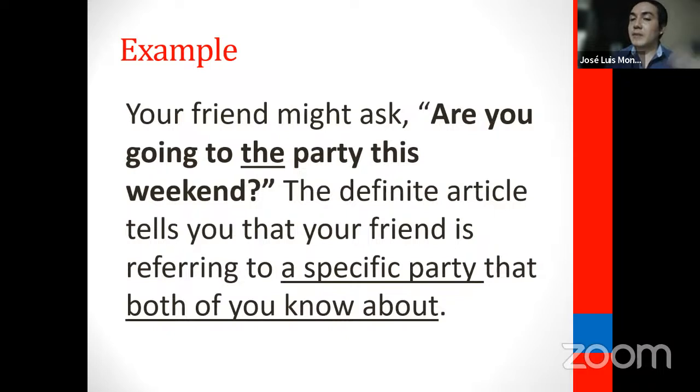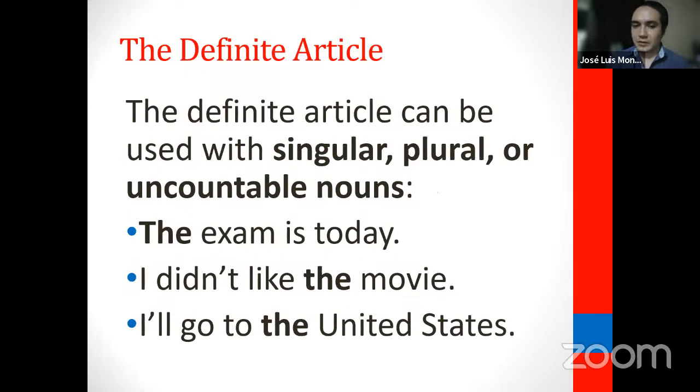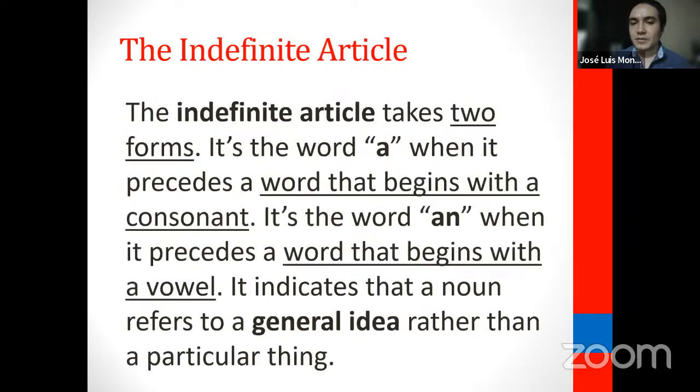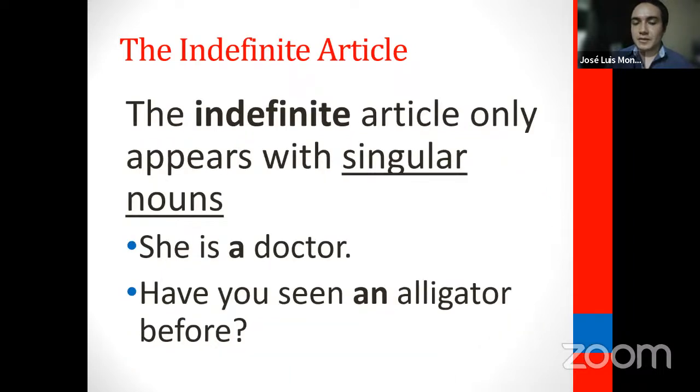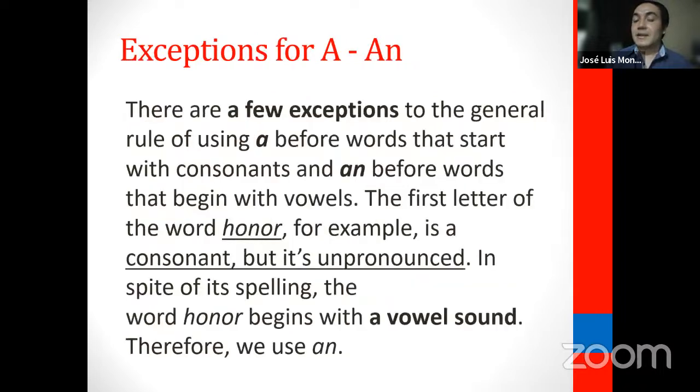Only if we mentioned that party before, or if you know that that person also knows about that party, right? Very simple. And we know that we can use the definite article with singular, plural, or uncountable nouns. Then the indefinite is mainly for singular, but the indefinite article for plural is no article, right? That's going to be indefinite for plural. We don't use an article. But if we talk about articles, we can only mention the ones for singular, right? A doctor, an alligator.